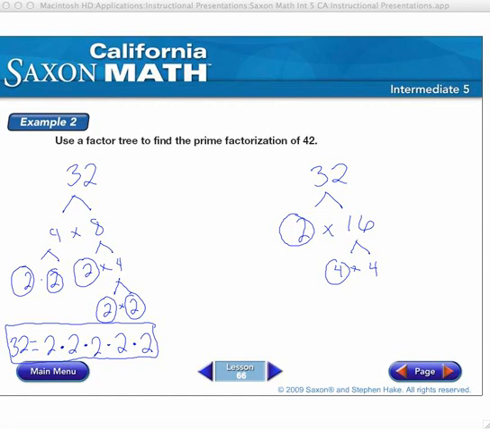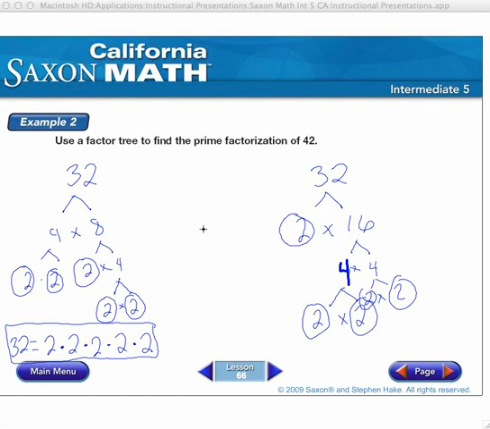Neither of these are prime. They are both composite. So we're going to keep going. 2 times 2. Now these 2's are prime. And this 4 is also 2 times 2. So again, I have 2 times 2 times 2 times 2 times 2.